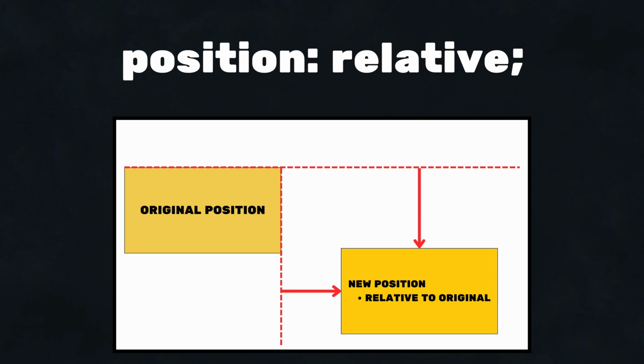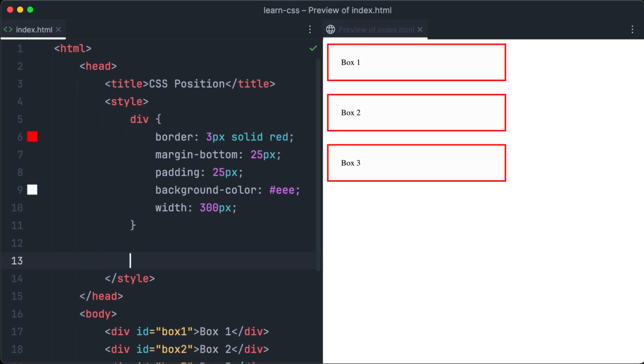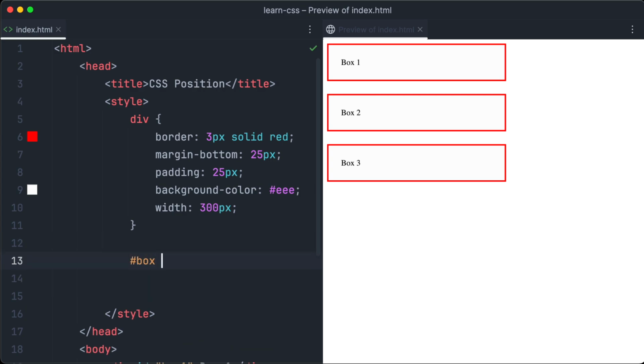Let's have a look at another way of positioning elements with CSS. With relative position, we can position elements relative to their original position. Let's have a look at the code to understand how it works. This HTML page has three different boxes, and we want to use relative positioning to position box 1 now. So first we set the position property to relative. Next, we set the left property to 100 pixels.